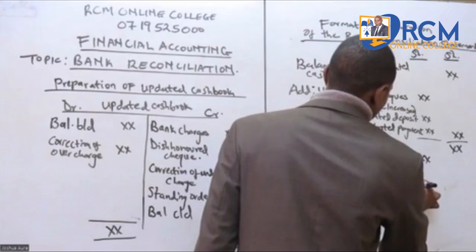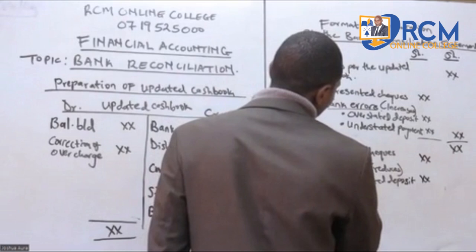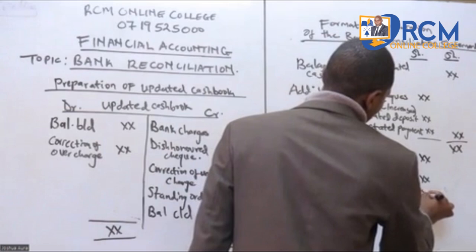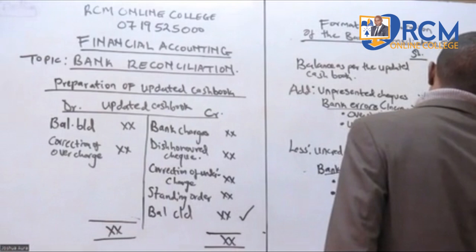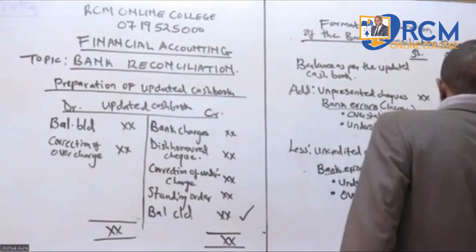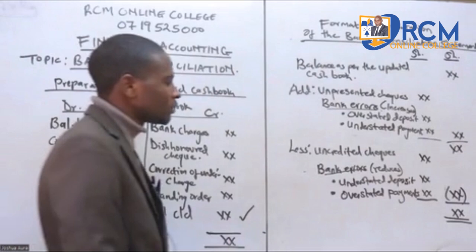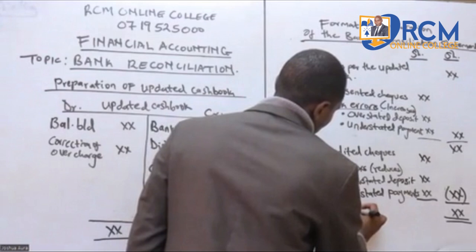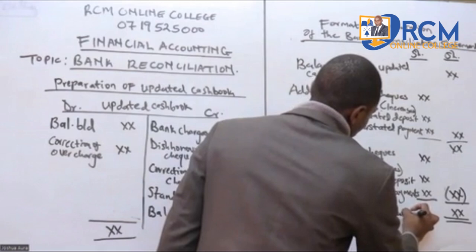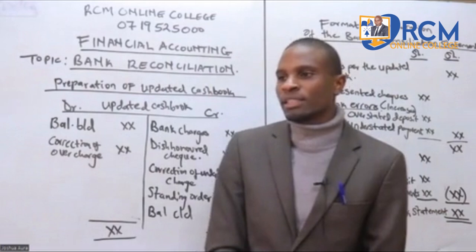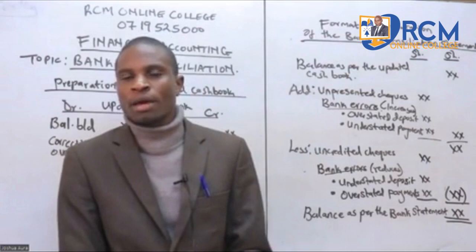You can also have something to do with overstated payment. If they had overstated the payments, those are the errors you expect to get there. So for this one, you get the total, and then you subtract. The final figure, we shall call it the balance as per the bank statement.